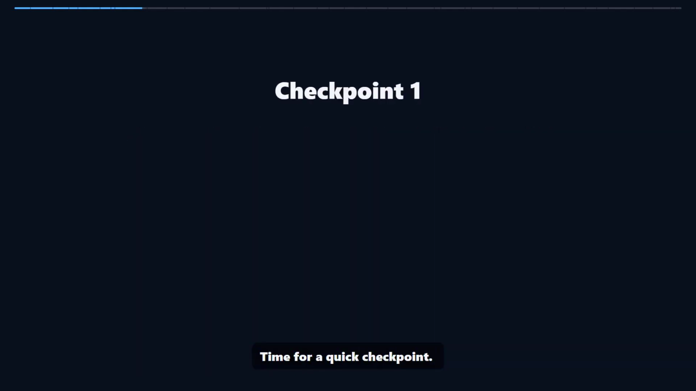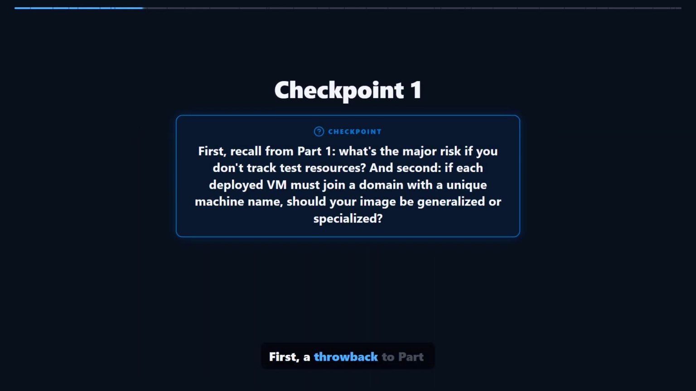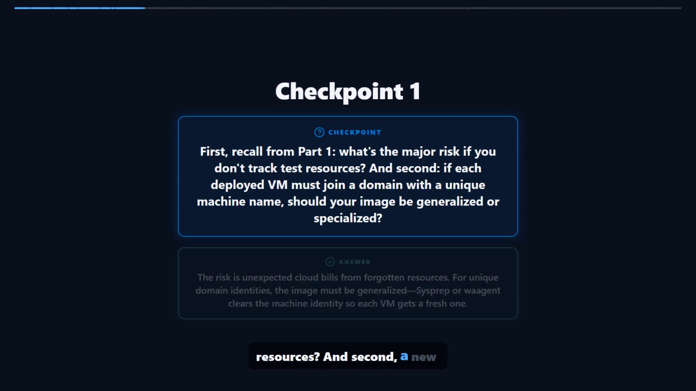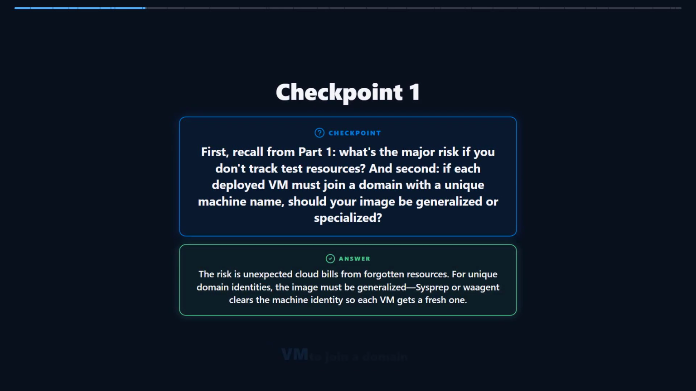Time for a quick checkpoint. First, a throwback to Part 1. What's the major risk if you don't track test resources? And second, a new one. If you need every VM to join a domain with a unique name, do you generalize or specialize?